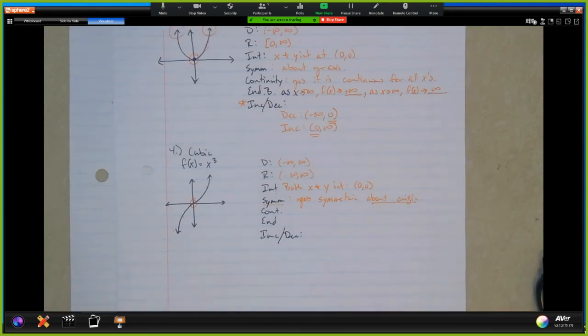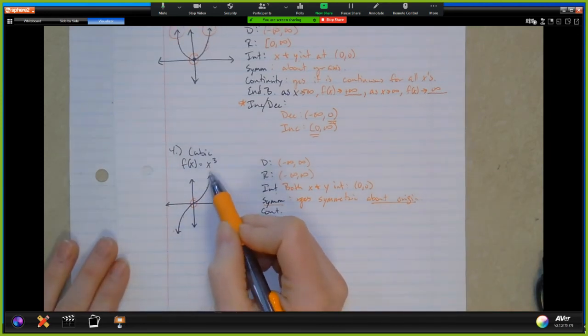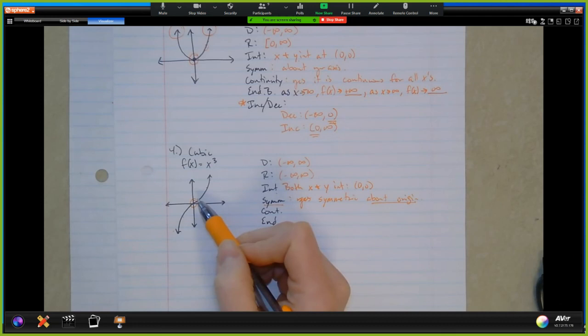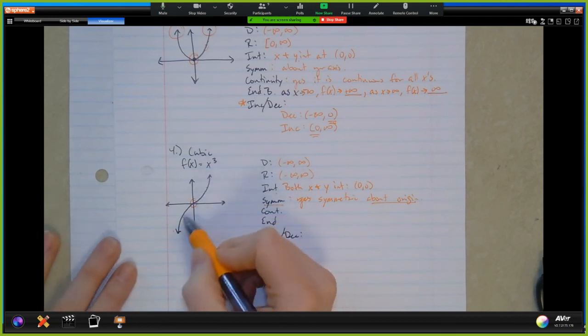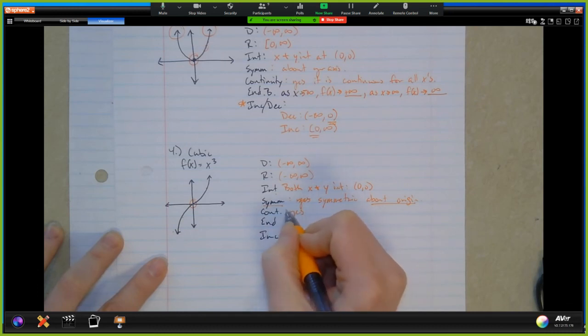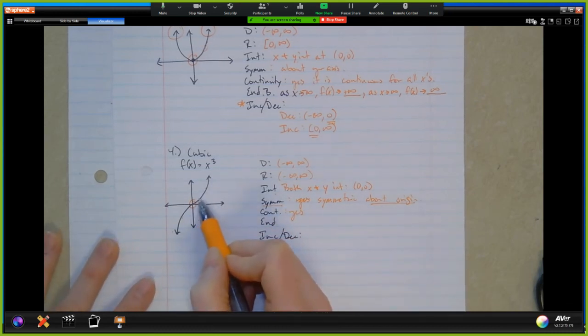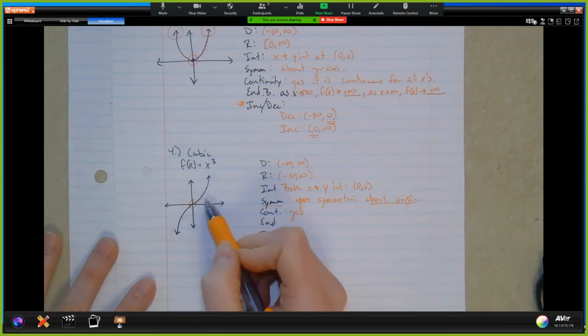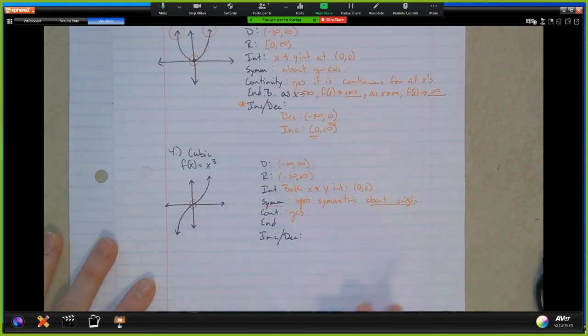Okay, and then is it continuous? So far, yes, all of our parent functions so far, it's not going to be the case for always, but yes, it is continuous for all x values. If you were to pick a spot and start drawing, you would not have to pick up your pencil.